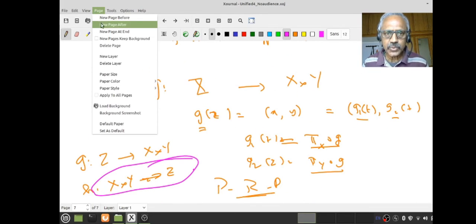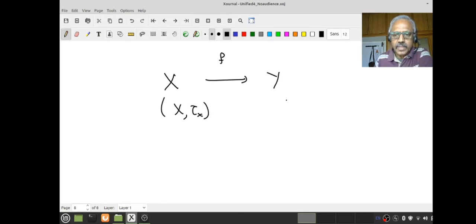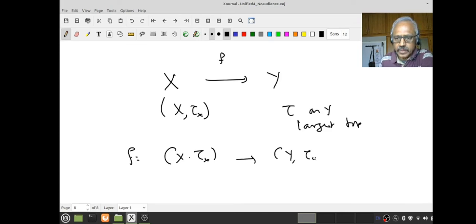Okay, now come to the last one. The last one is the quotient space construction, where we had a map f from x to y, but x has a topology. Then I put the topology tau on y. What kind of topology? The largest topology, so that f from (x, tau x) to (y, tau y) is continuous.